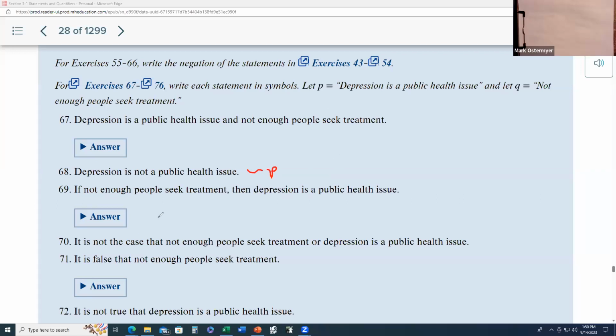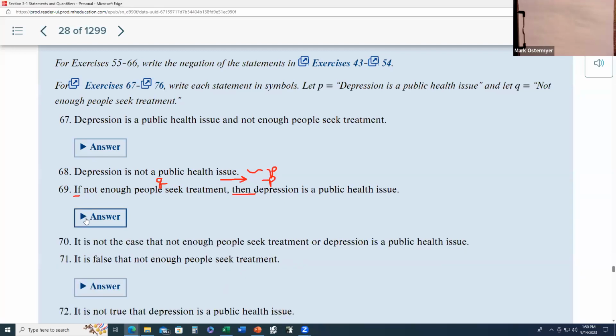All right, number 69. If not enough people seek treatment, then depression is a public health issue. So it'll be tilde P with Q, the arrow going to the right. If not enough people seek treatment, that's statement Q, isn't it? Then we got if, then. That's a conditional. So if Q, then what? Depression is a public health issue, which is P, right? So if P, then Q. That's the way it would have to be.